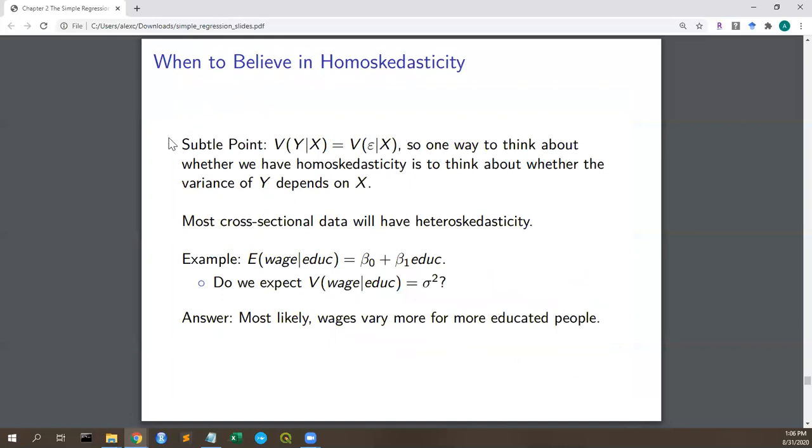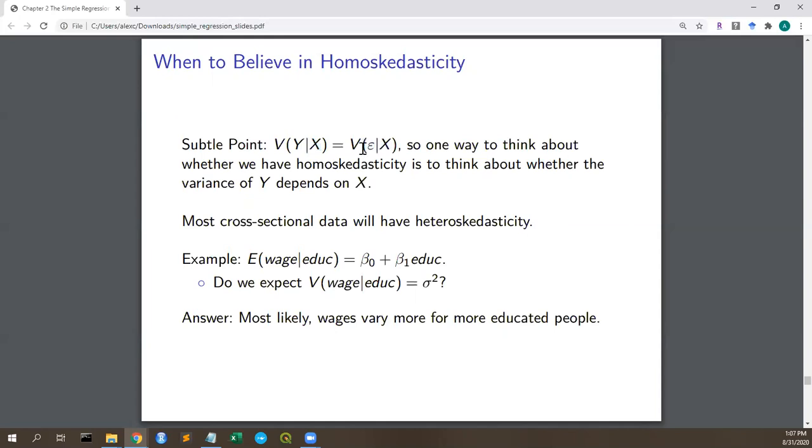So when to believe in heteroscedasticity. There's a subtle point where the variance of y given x is equal to the variance of epsilon given x. Because if you remember, if you know what y equals, it's going to be beta 0, which does not vary, it's a constant, plus beta 1 x. And again, beta 1 is a constant, and you're already conditioning on x, so the variance of x given x is 0. So the last thing you're left with is epsilon given x.